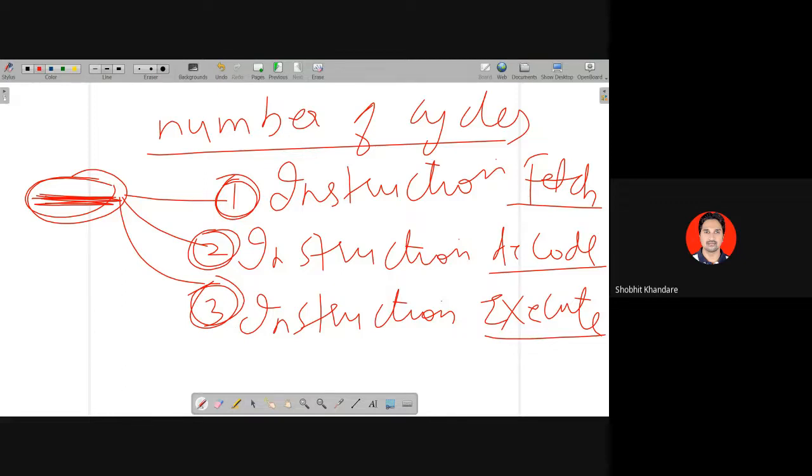What do you mean by fetch? What do you mean by decode? What do you mean by execute? But we have already studied this. Okay. Now what does fetching mean? Instruction fetching means reading instruction from memory. Which memory? ROM. Reading instruction from ROM. Now this instruction fetching that is going on, this is a cycle. This is one cycle.